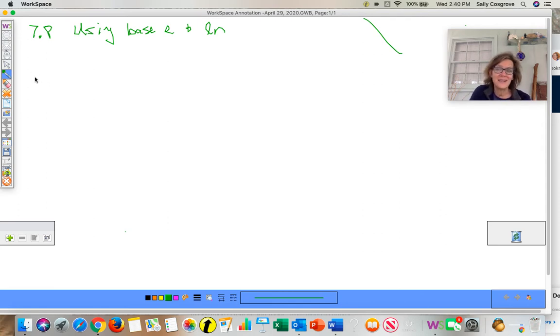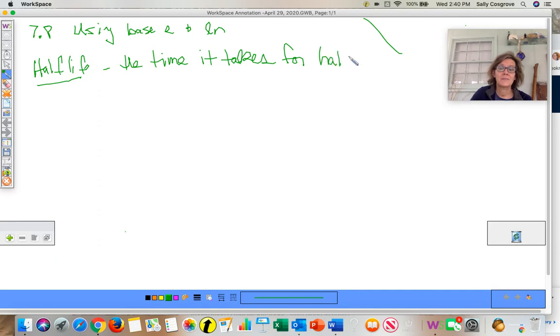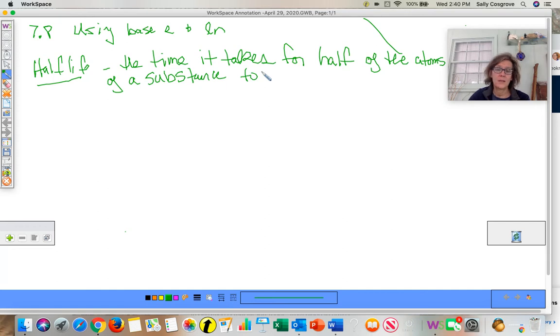So for us, our example on half-life is going to be a decay problem, right? So the half-life of a substance is the time it takes for half of the atoms of a substance to disintegrate. And we usually refer to half-life in things that are radioactive.